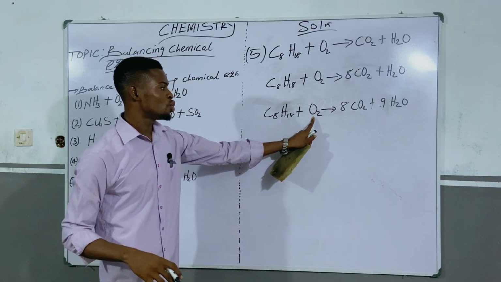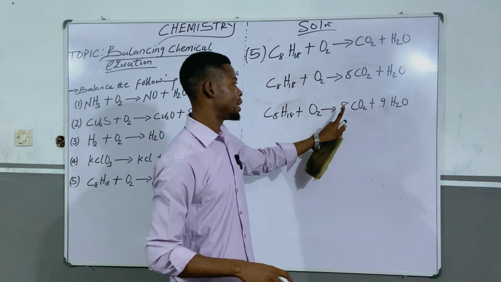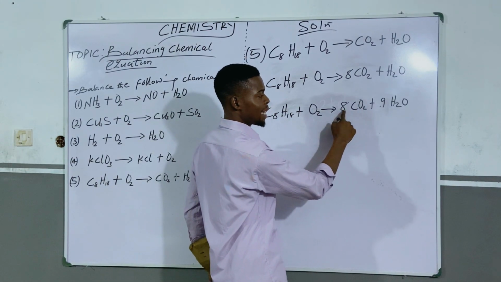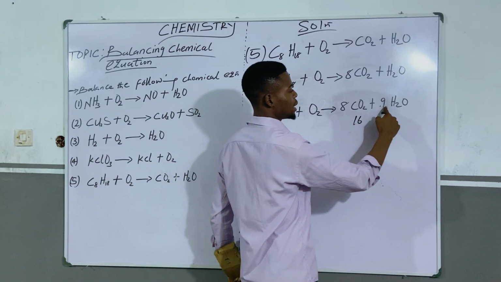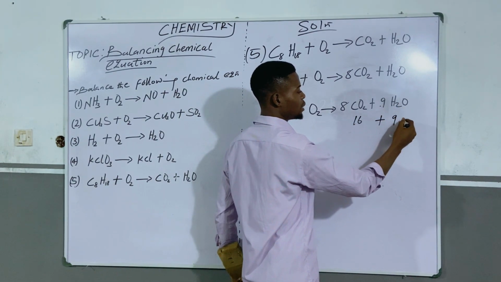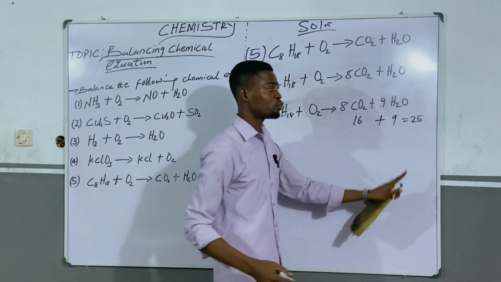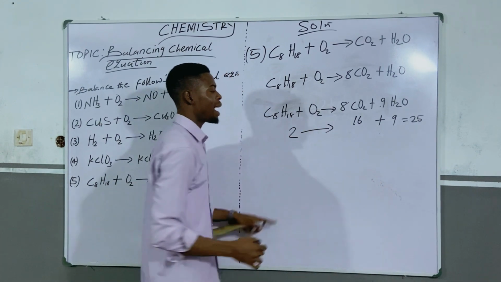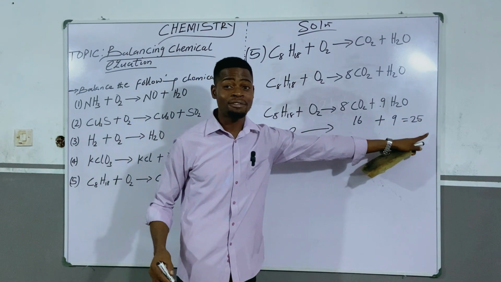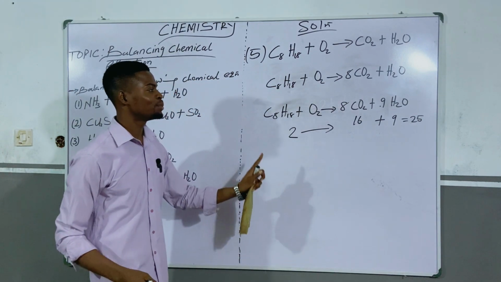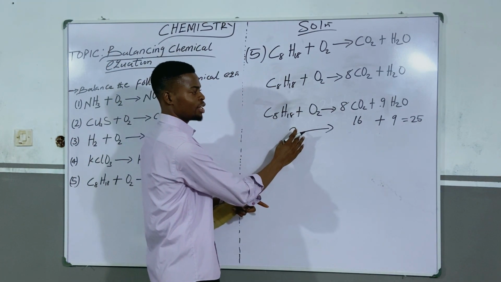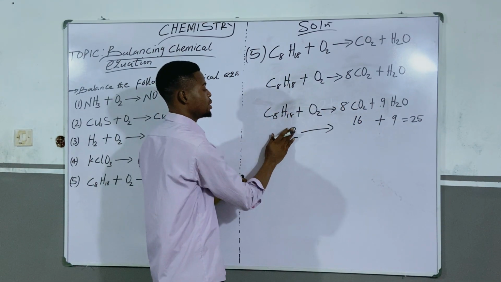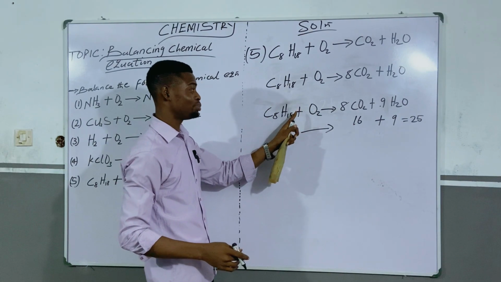Then let's go to the last element, which is oxygen. Here we have 2 oxygen at the reactants. Then at the product we have this times this, we have 16 here. 2 times 8 is 16, then plus 9, which is equal to 25. So we have a total of 25 oxygen at the product, and we have only 2 at the reactant. So we have to add 25 here. We need 25 oxygen here to balance with the one at the product side. So that means we are adding 25 over 2.